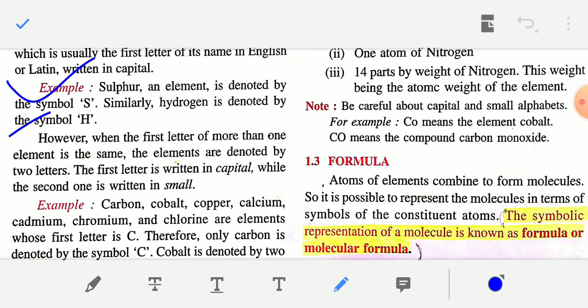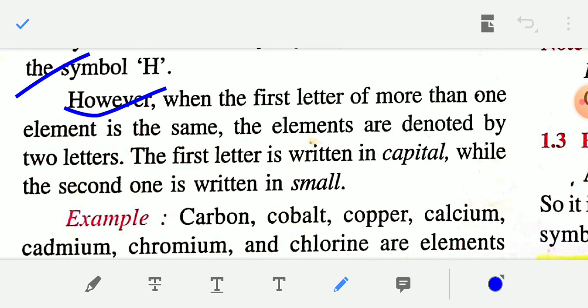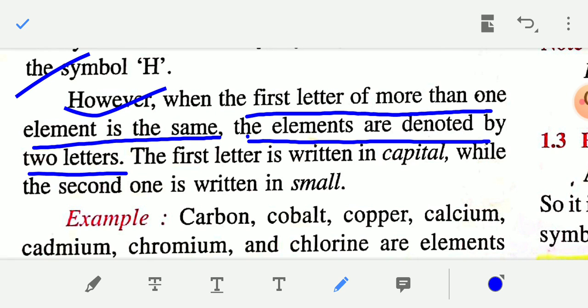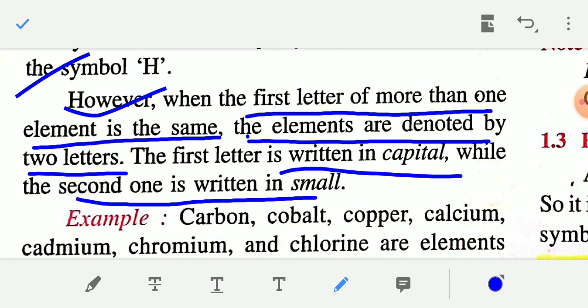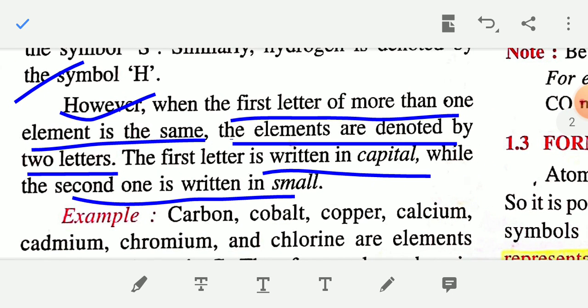However, when the first letter of more than one element is the same, the elements are denoted by two letters. See this point, one note is given. The first letter is written in capital, while the second one is written in small.